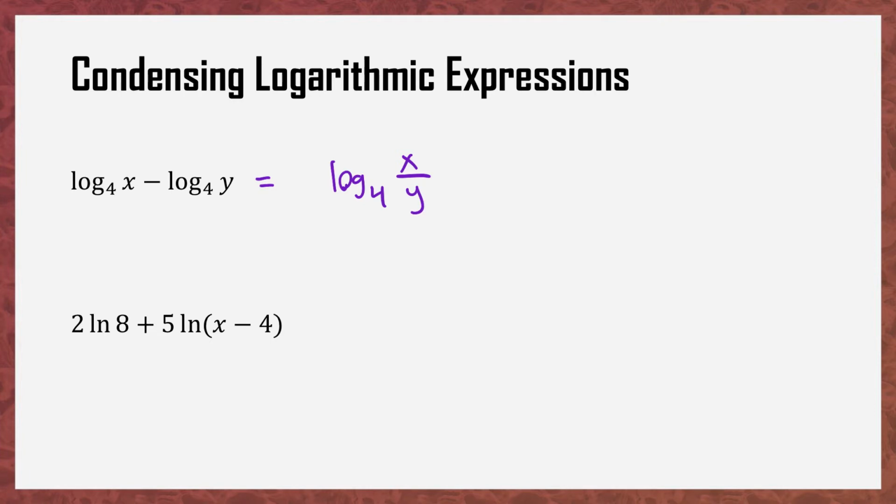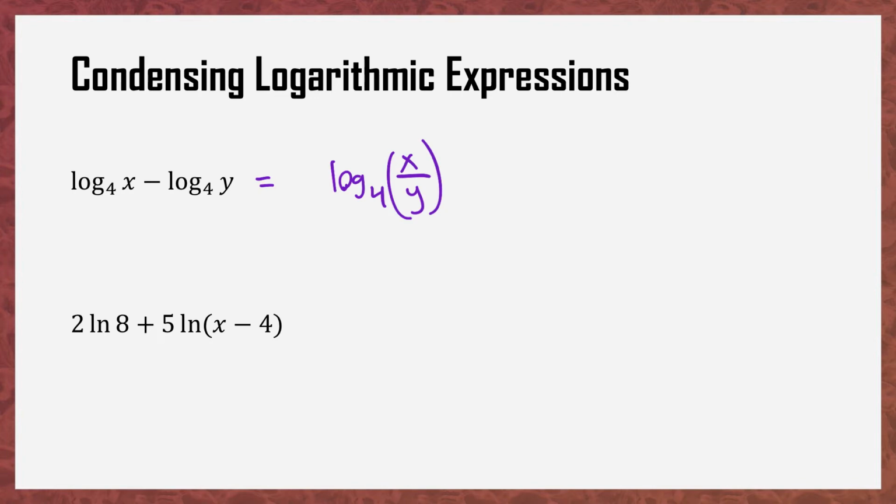Log base 4 of x over y, you can put in parentheses if you want, you don't need to. But that is the condensed version written with just one logarithm of log base 4 of x minus log base 4 of y. So you can see we're going backwards from the expanding.